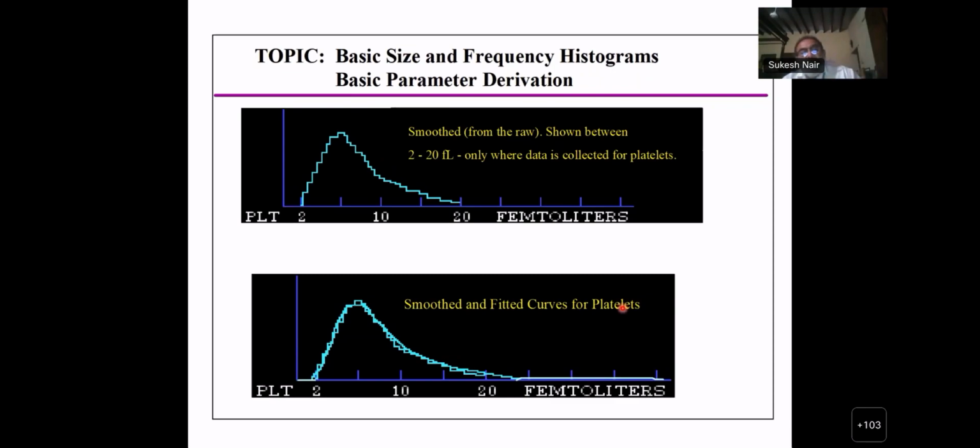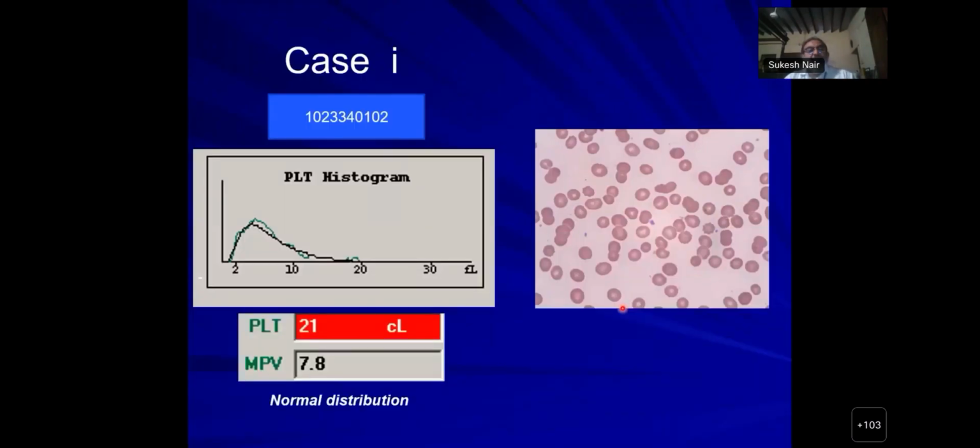But look at the distribution. Most of the platelets in the physiological anisocytosis are less than 10 femtoliters. Here I've got a platelet count of 21,000. Look at the distribution. Most of the platelets are less than 10 femtoliters. If you look at the histogram, I will say that I will not see the slide, report the platelet count.